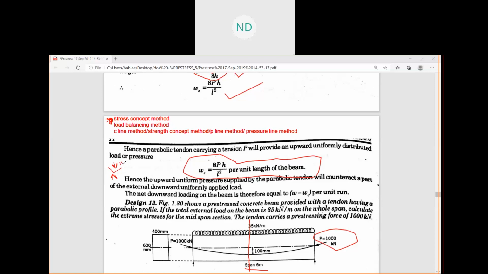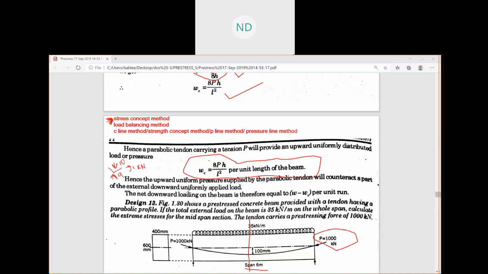Suppose you have 10 kilonewton of downward load and your upward thrust is 9 kilonewton. It is trying to balance, but how much is left over? 1 kilonewton of load. So in these methods, the downward load, and the upward thrusts generated by the tendon to the beam, are called the load balancing method. Okay, understood?